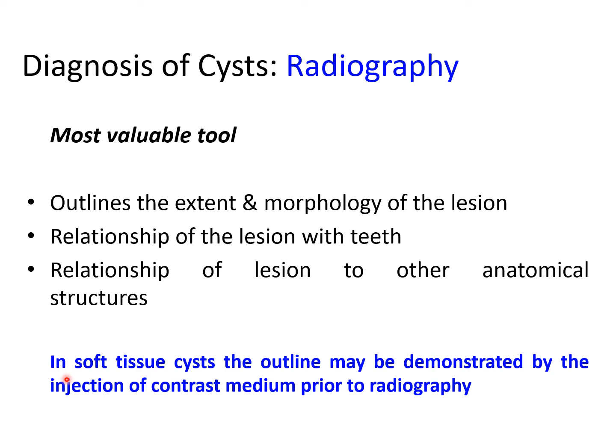In soft tissue cysts, the outline may be demonstrated by injection of a contrast medium prior to radiography. So if you are dealing with purely soft tissue lesions, they might not show appropriately on radiographs unless you inject a contrast medium prior to the radiographs, and then even soft tissue lesions would show up on appropriate radiographs.